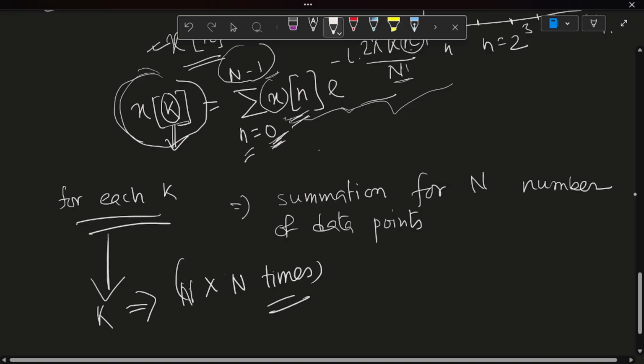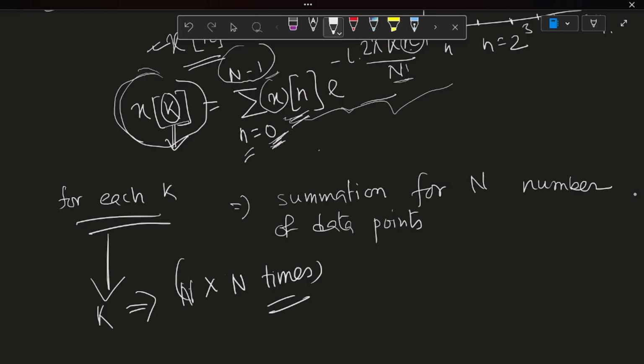Okay, so for computing this FFT, you have to perform the same task n times, n into n times, so that is n square. So let me show you that in MATLAB.